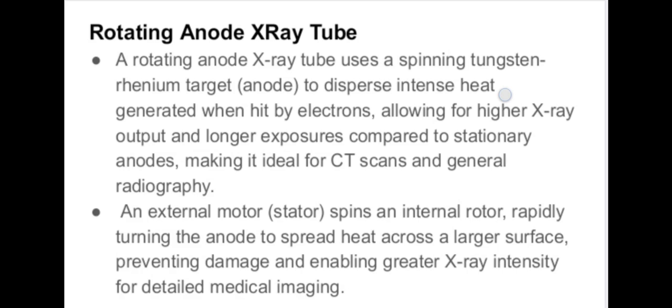Usually these rotating anode tubes are larger in size, but the principle and function are similar to that of a stationary anode X-ray tube. This tube uses a spinning tungsten rhenium target as the anode to disperse the intense heat generated when hit by the electrons, and allows for higher X-ray output and longer exposures compared to stationary anodes, making it ideal for CT scans and general radiography.